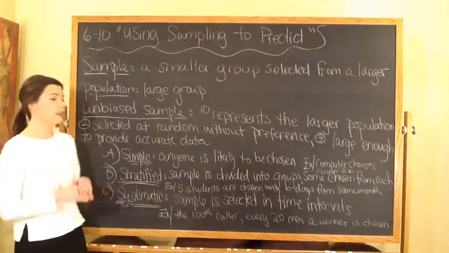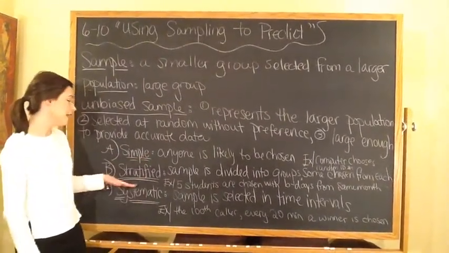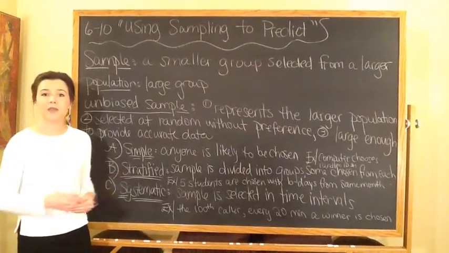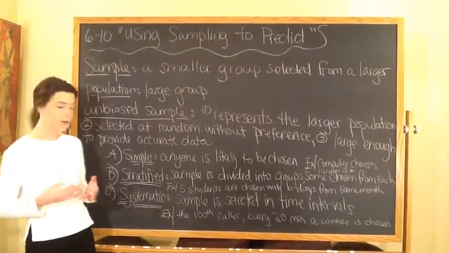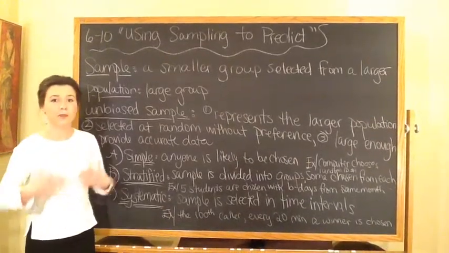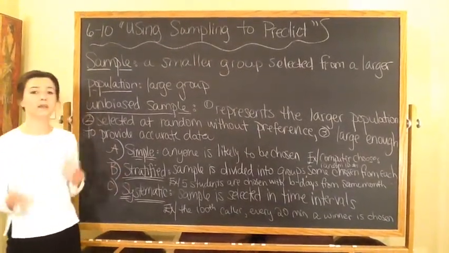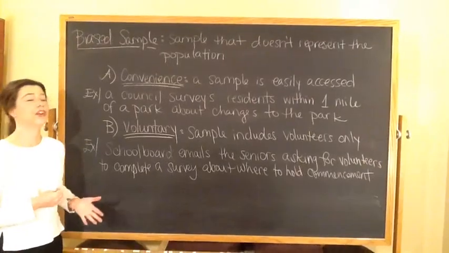So simple, we have literally anybody can be chosen. Stratified is like we are dividing them into groups, and then we're going to take a few random people from each group. And then systematic has to do with time or intervals. Alright, let's go ahead and look at some other examples. Let's continue to look at some more notes.